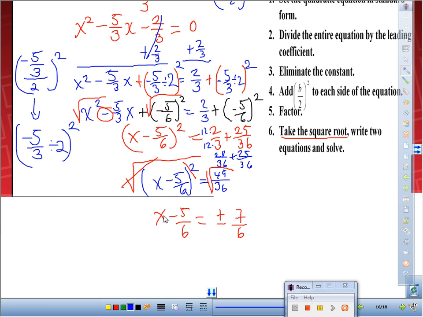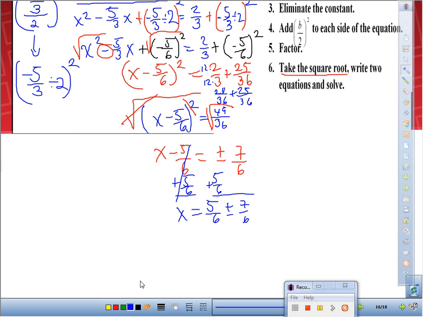And what's our last step here? Hold on. We need to solve for x, right? Add 5 sixths to each side. We're left with x equals 5 sixths plus or minus 7 sixths. And now we write our two solutions. x sub 1 is what? 5 sixths plus 7 sixths. Are we there so far? The other one is x sub 2, 5 sixths minus 7 sixths.